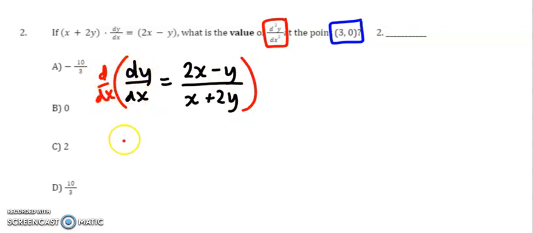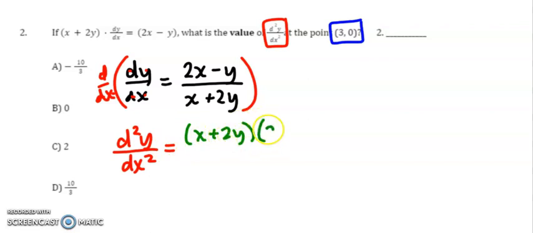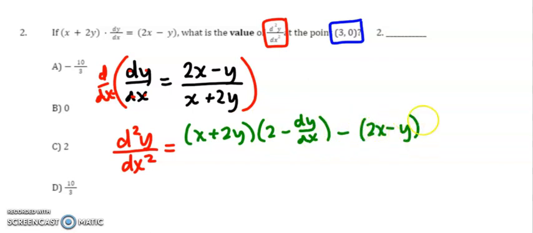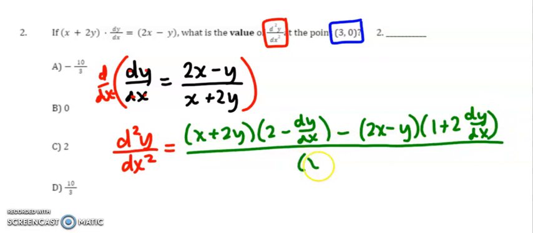because then on the left side, I get d squared y. On the bottom, I get dx times itself, which is dx squared. Then I'm going to need a quotient rule. So low d high minus high d low.